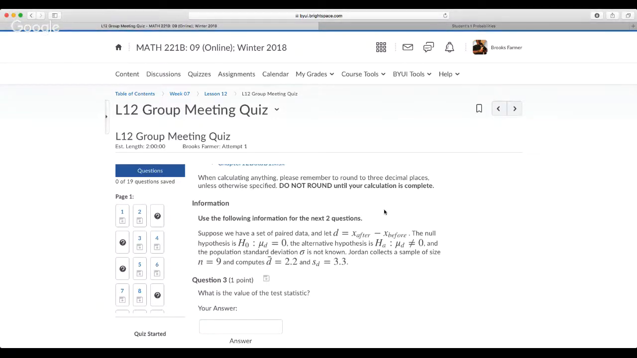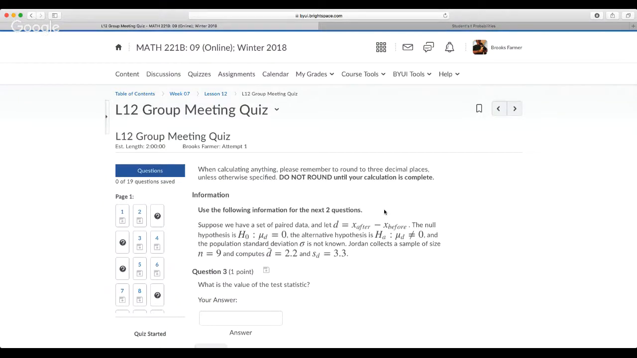Okay, I'll read the information and then we can talk about how we want to go about doing it. Suppose we have a set of paired data and let D equals X after minus X before. The null hypothesis is H null equals... do I need to read that? No, it's fine. I think we got it. So basically the null hypothesis is that the mean of D is 0 and the alternative is not 0. Yeah, some of those letters get confusing. So what value is the test statistic?